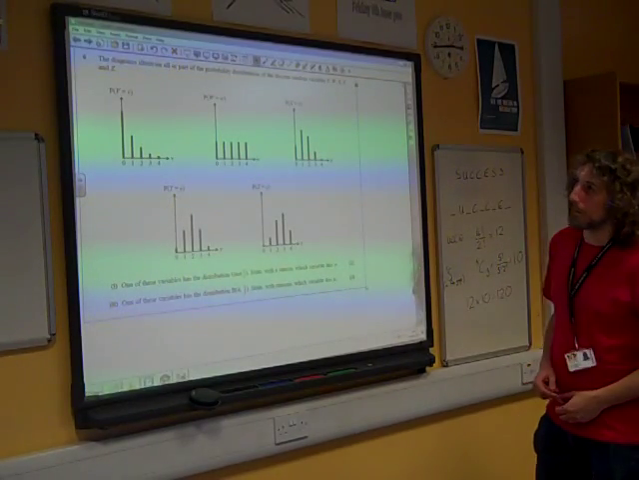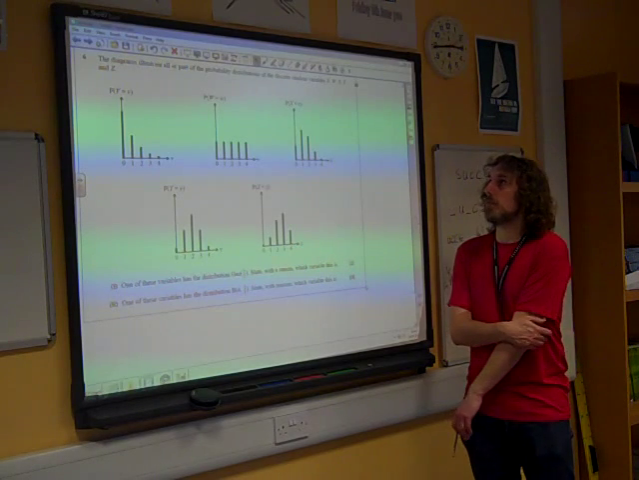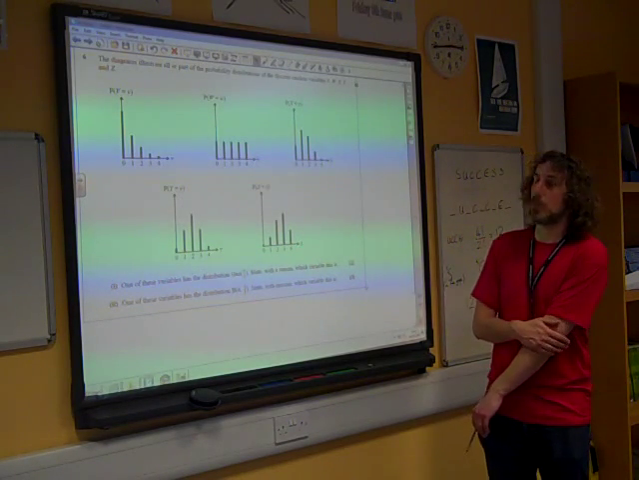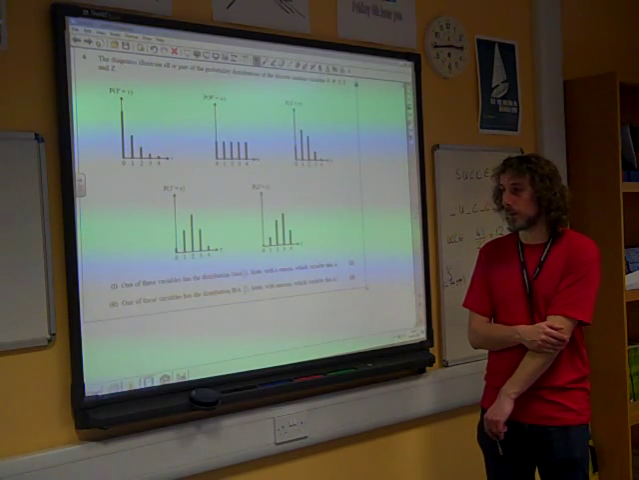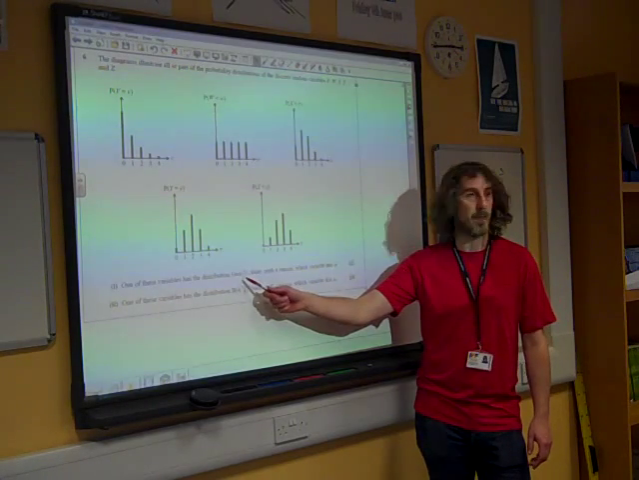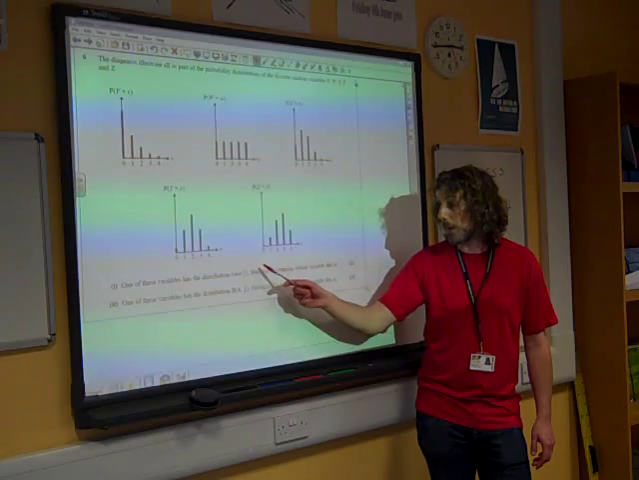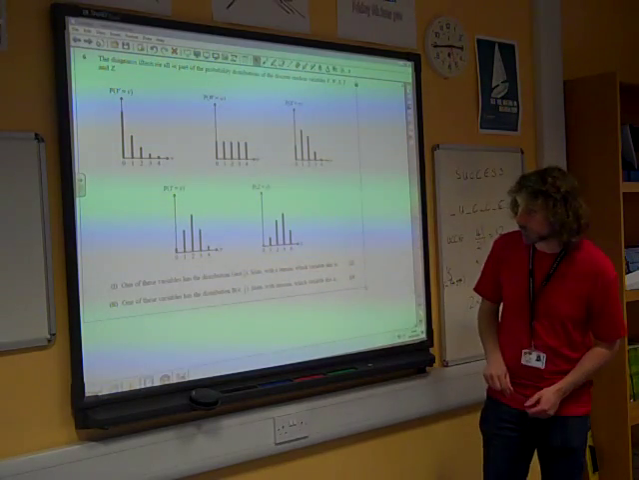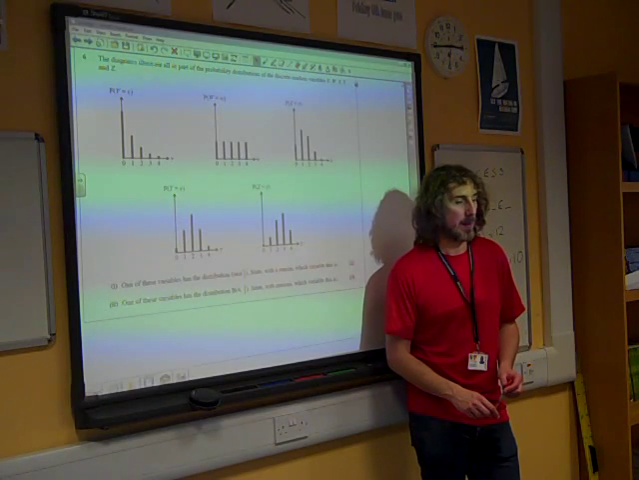Question 6. The diagram illustrates all or part of the probability distributions of the discrete random variables V, W, X, Y and Z. One of these variables has the distribution geometric with the probability of success being a half. State with a reason which variable this is.